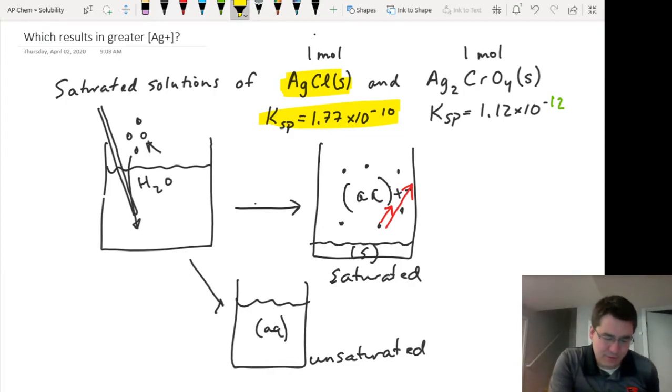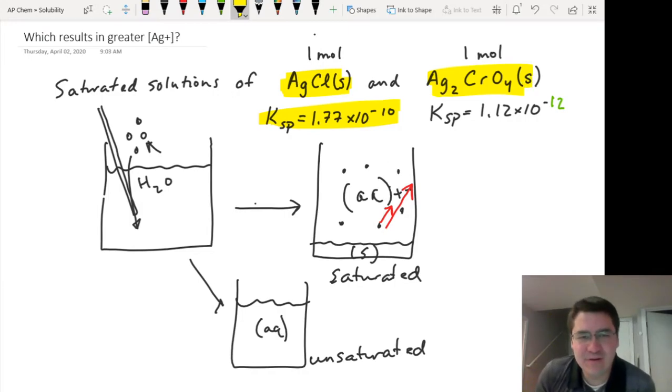And then for this one, what's an argument as to why that one would contribute more silver? It has twice as much silver. There you go. What would make that one trump the other one, because the KSP is not an order of magnitude larger? Same order of magnitude. I tried to pick an example. I picked two or three examples to work.